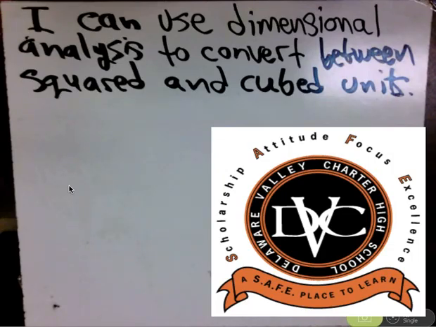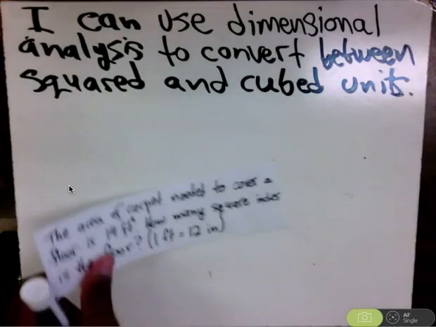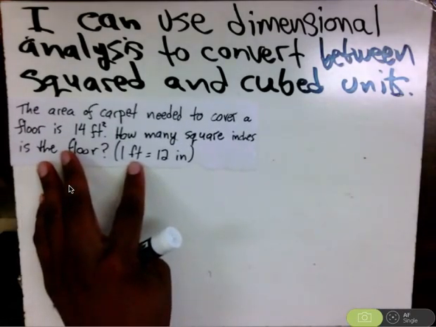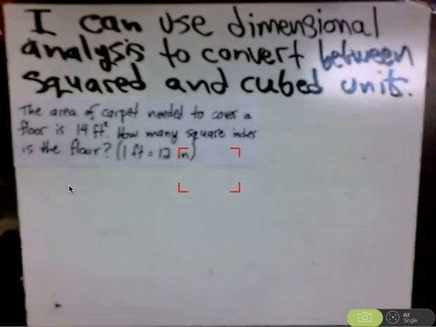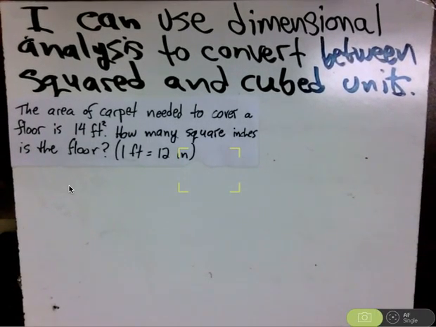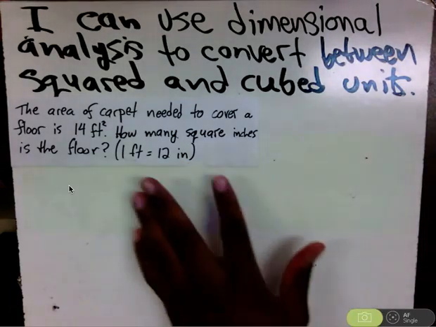I can use dimensional analysis to convert between squared and cubic units. To learn this objective, I'm going to try to solve this problem first. The area of a carpet needed to cover a floor is 14 square feet. How many square inches is the floor? And we know that 1 foot is equal to 12 inches.